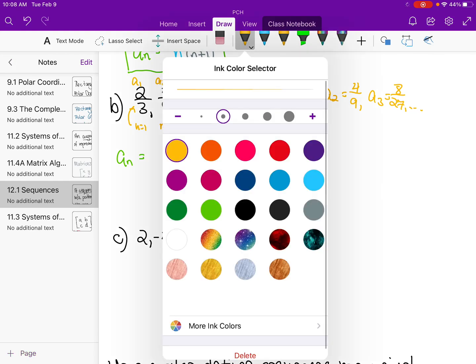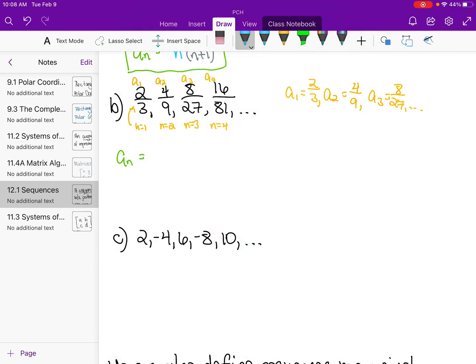So let's focus on the numerator. I see a 2 and a 4 and an 8 and a 16. So again, pattern recognition. I don't have a trick for this one. Hopefully you identify that these are all powers of 2. If I plug 1 into 2 to the n, or raise 2 to the first power, raise 2 to the second power, raise 2 to the third power, and so on, I end up with the numerator of each of those fractions.